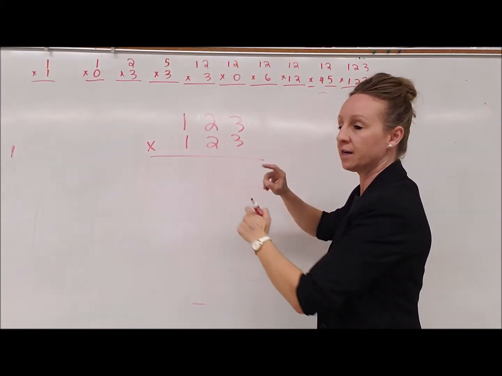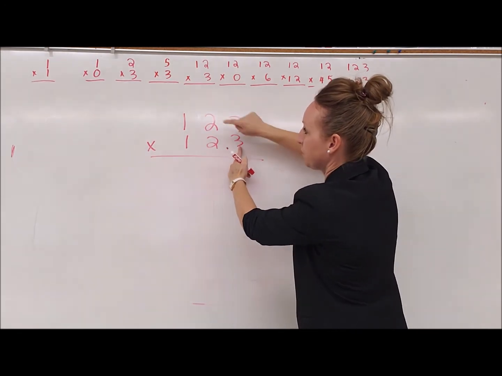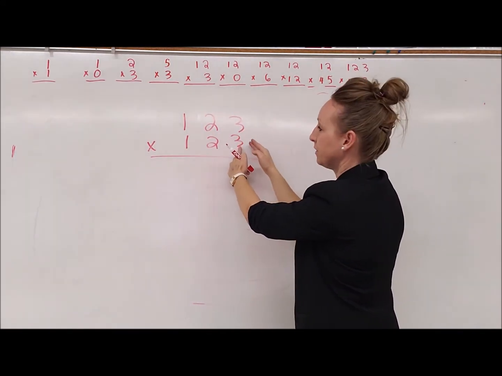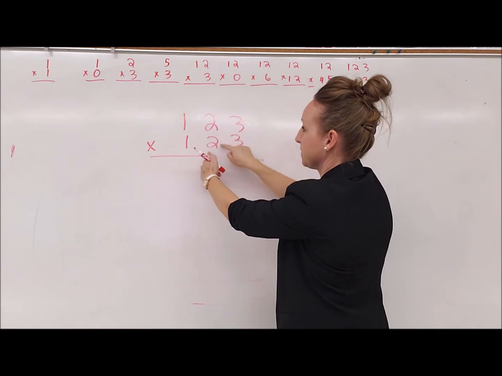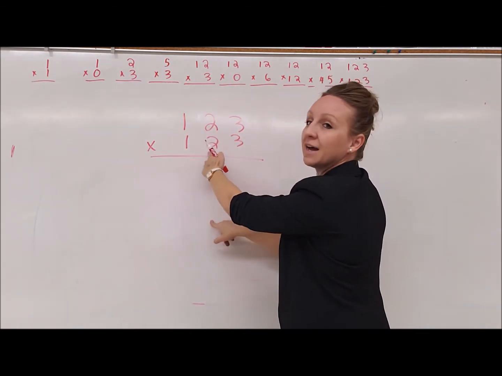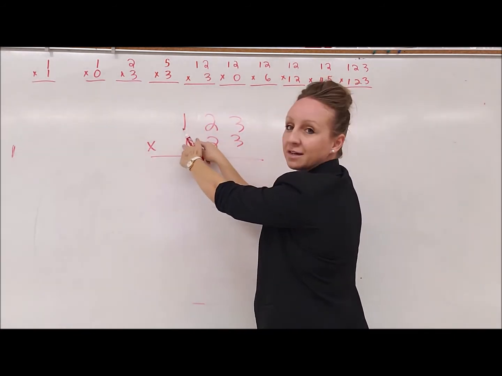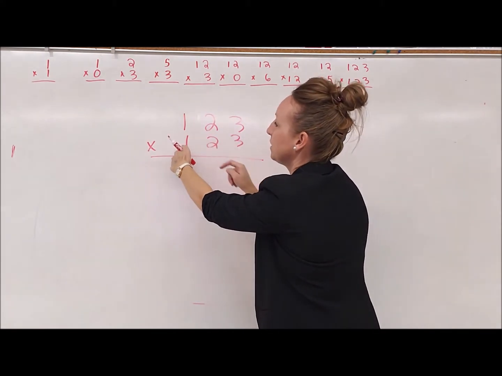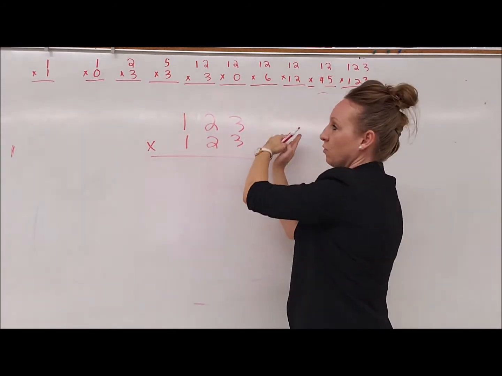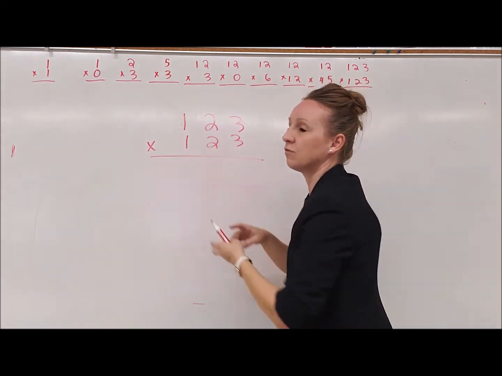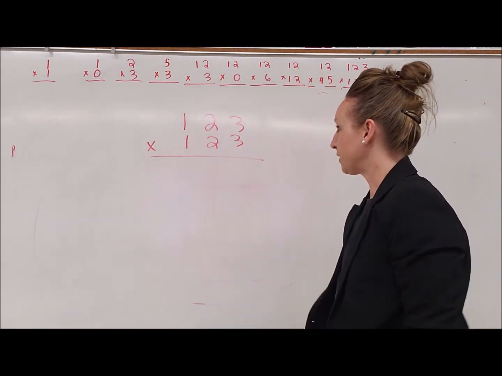So what I'm going to do is multiply 3 times 3, 3 times 2, 3 times 1. I'm going to add a 0. I'm going to move on to this one. Then I'm going to go 2 times 3, 2 times 2, 2 times 1. I'm going to add 2 zeros. Then I'm going to go 1 times 3, 1 times 2, 1 times 1. So I systematically go right to left, right to left, right to left.